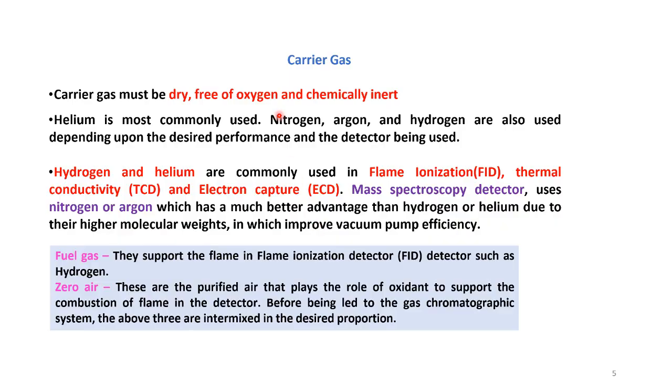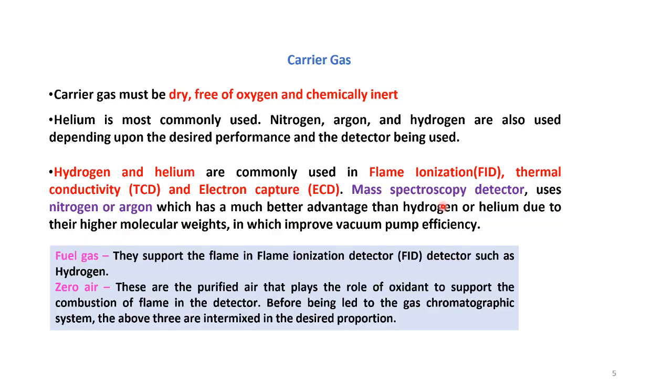There are carrier gases which are used. They have to be dry, free of oxygen and chemically inert. Normally we use helium, and nitrogen and argon are also used. Hydrogen is also used sometimes, depending upon our analysis, the desired performance and the detector. Hydrogen and helium are commonly used with flame ionization, thermal conductivity and electron capture detectors, and mass spectrometry detectors use nitrogen or argon. So depending upon the detector, we have to select the carrier gas.